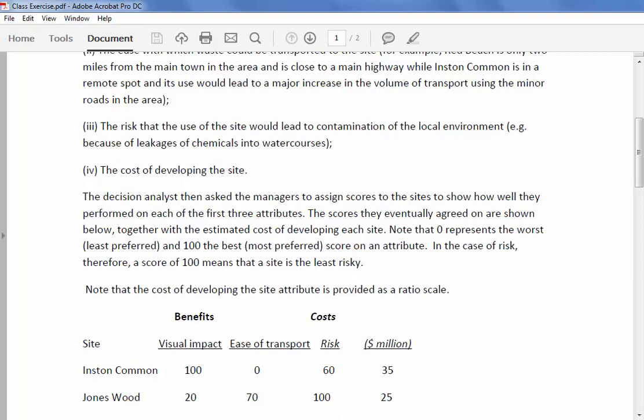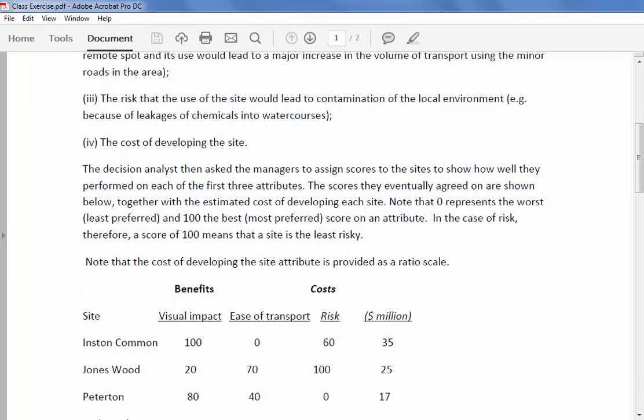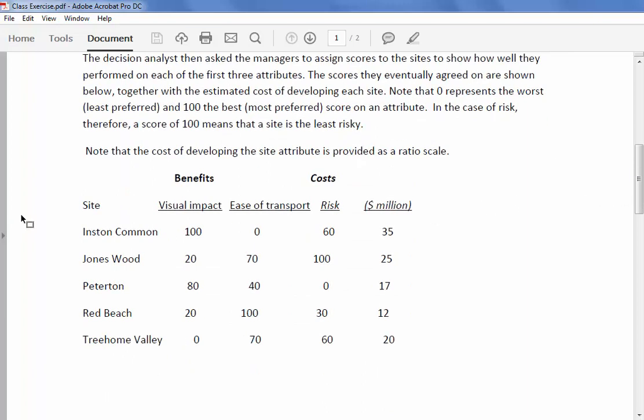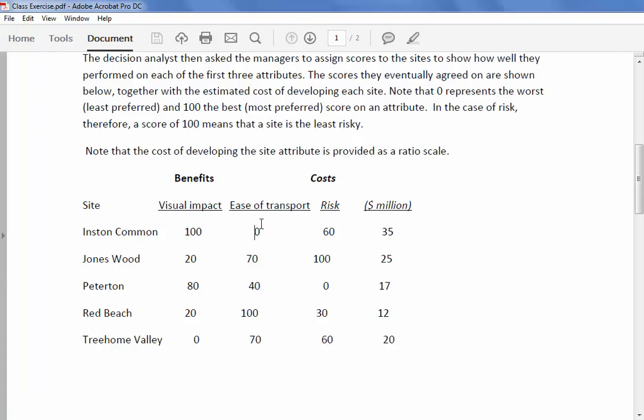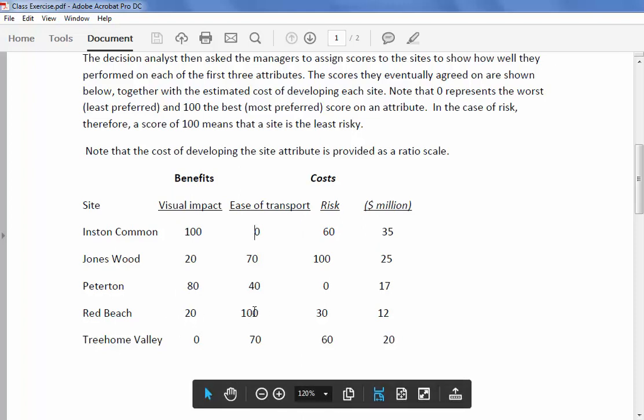Note that the cost of developing the site attribute is provided as a ratio scale, and we will need to convert these to preference scores before we can calculate a multi-attribute score. So here we have the sites, Inston Common, Jones-Wood and so on, and here we have the attributes and the preference scores. So you can see here Inston Common, 100 for visual impact, so the most preferred in terms of the visual impact, and Treeham Valley 0, so the least preferred site in terms of visual impact. In terms of ease of transport, we have Inston Common as the least preferred and Red Beach as the most preferred, and so on. So you can see those preference scores there.